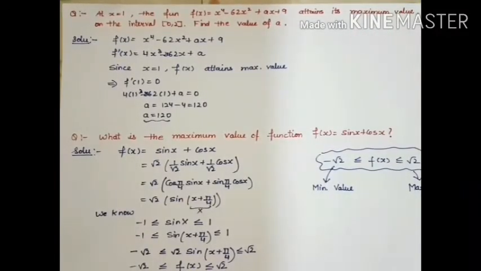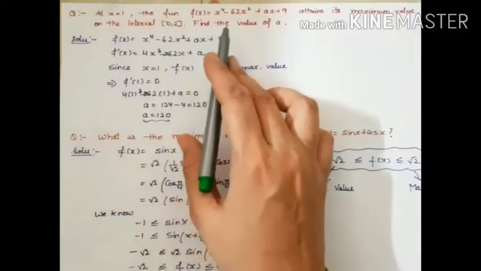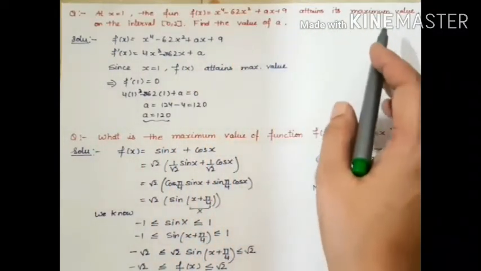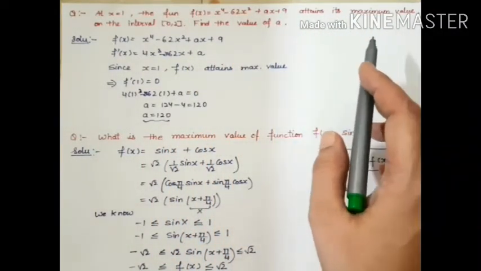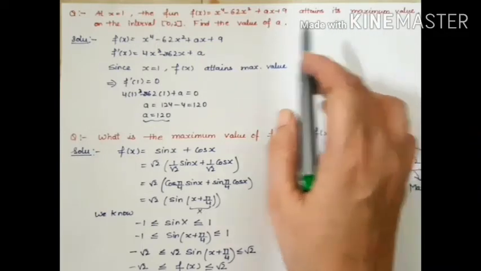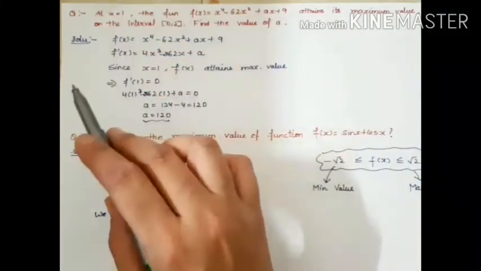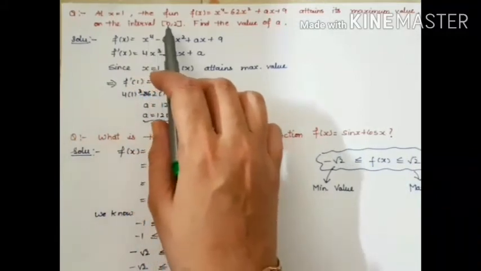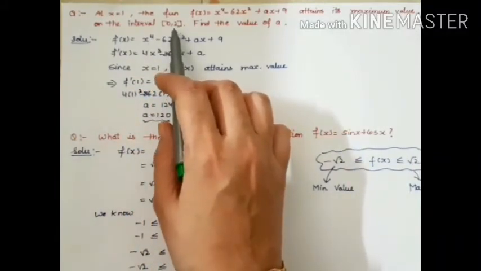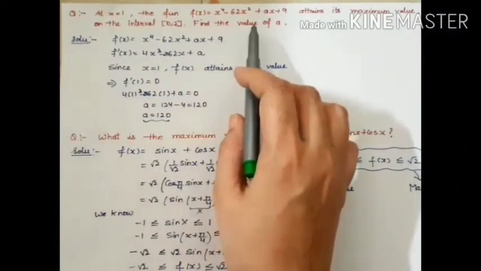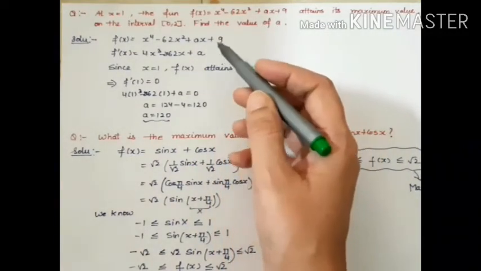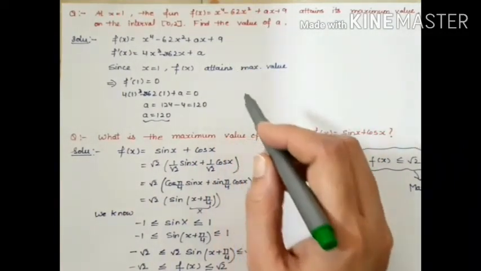Now using the same concept, let us try to find some unknown. Question is, at x is equal to a, the function f of x attains its maximum. Means it is already given to us that the point of maxima for this function is 1. In the closed interval 0 to 2, you have to find the value of a. So we are going to follow almost the same procedure.